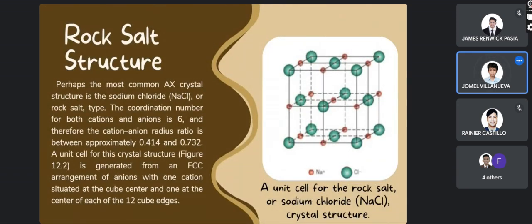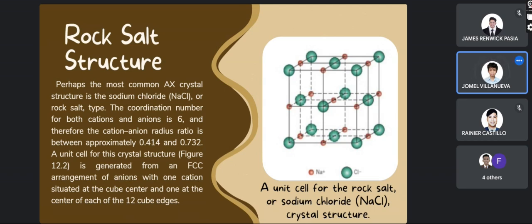Rock salt structure. Perhaps the most common AX crystal structure is sodium chloride, NaCl, or rock salt. The coordination number for both cations and anions is 6, and therefore the cation-to-anion radius ratio is between approximately 0.414 and 0.732.